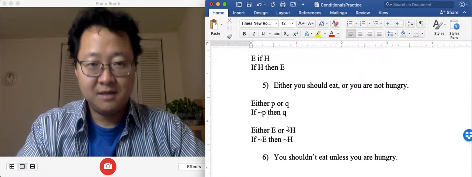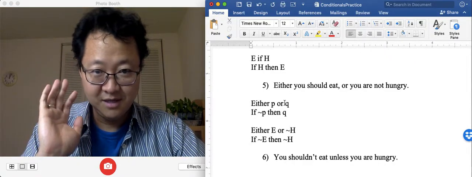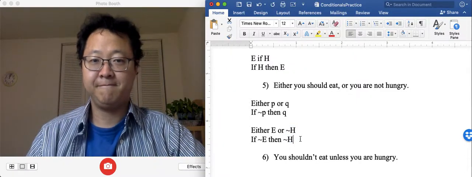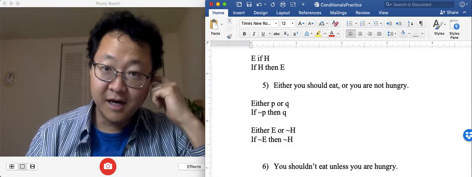Okay, it has to stay the same. Don't take away the negation. What's here stays the same. If it's here, it stays the same. Okay. So we have if not E, then not H.